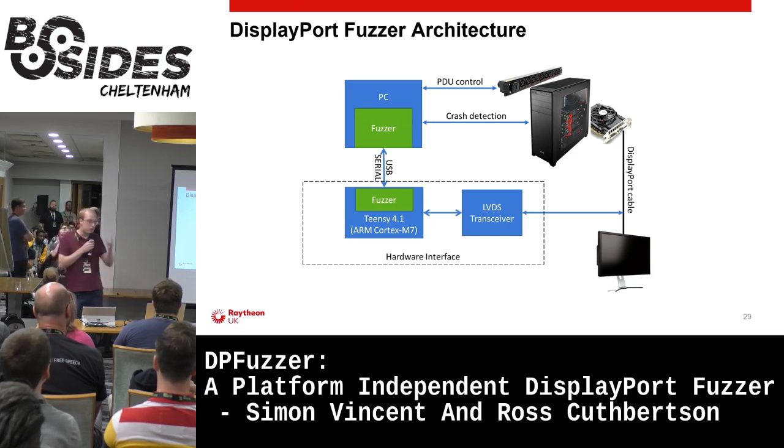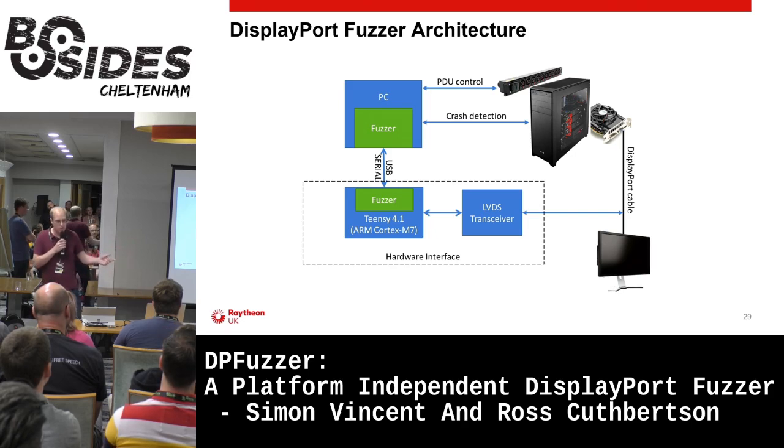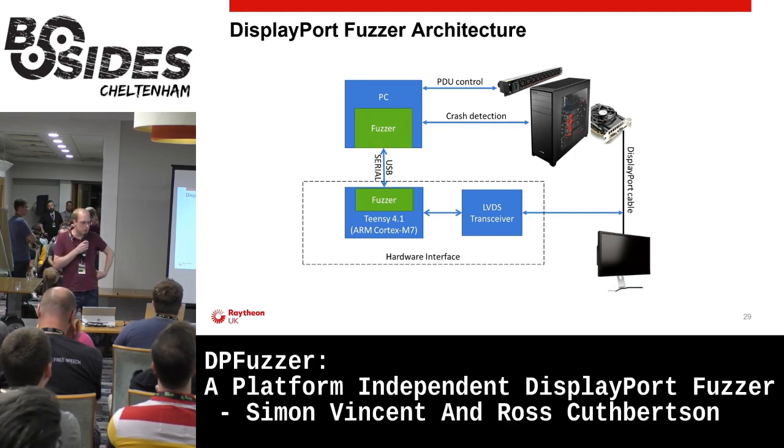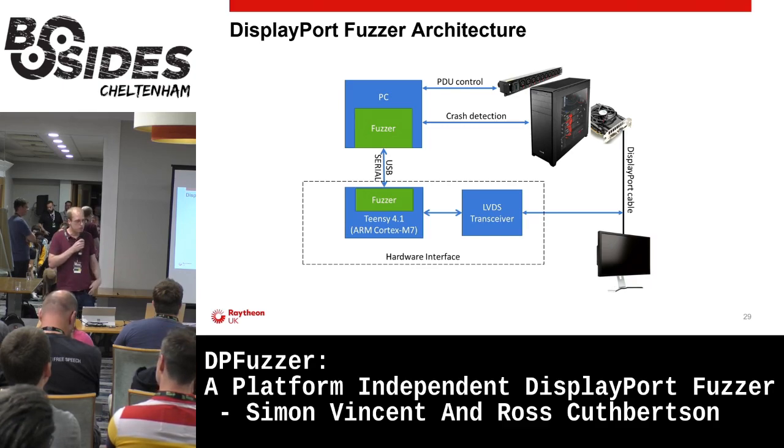So what did the architecture look like? In the top left, we've got our PC running some Python code. And then in the top right, we've got the GPU in a desktop PC. The fuzzer's doing crash detection by pinging it, but it's also controlling the power to the PC. What we found was in certain cases, the PC would crash so badly that it wouldn't reboot, it wouldn't be responsive at all. So essentially, we had to add something to automate power cycling it.